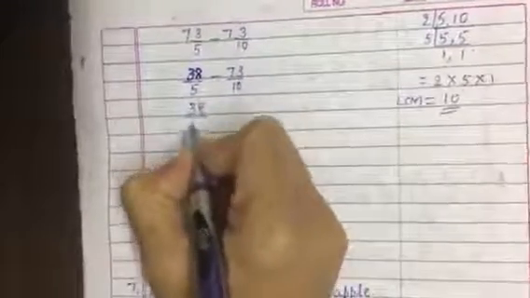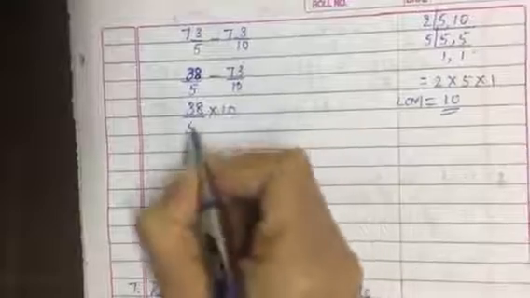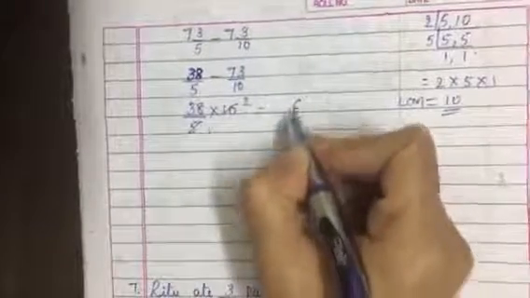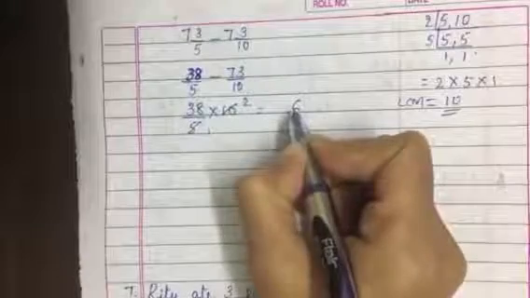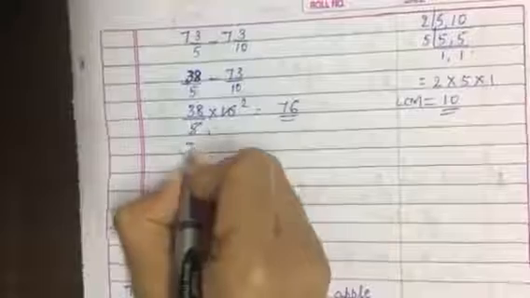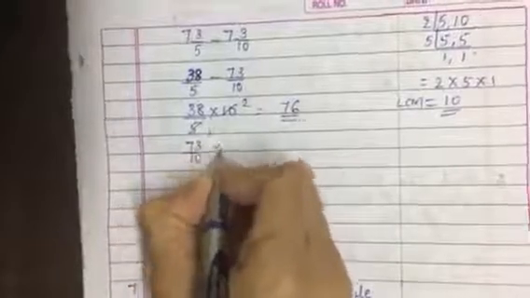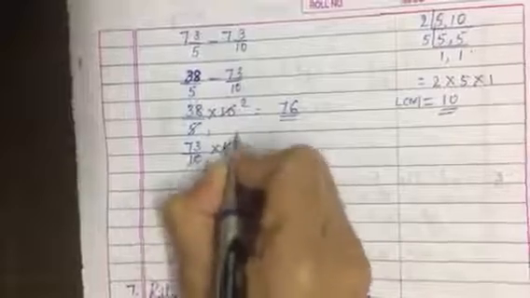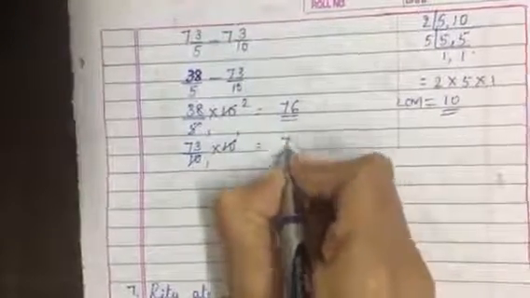Next take down the first fraction. 38 by 5 into LCM. 5 1s are 5, 5 2s are 10. So 2 8s are 16. 2 3s are 6. 6 plus 1 is 7, so 76. Next 73 by 10 into LCM, how much children? 10. 10 1s are 10. So that it is 73.